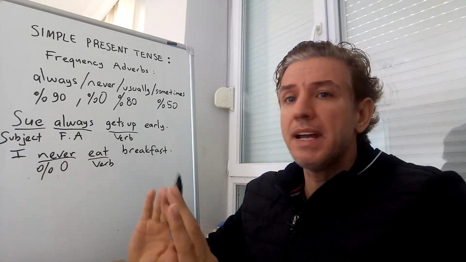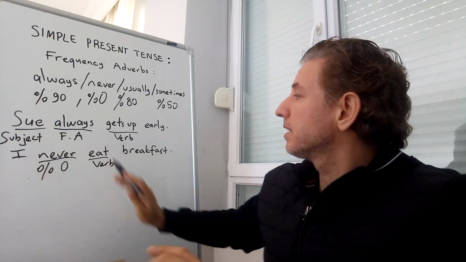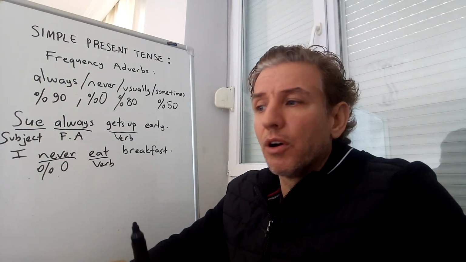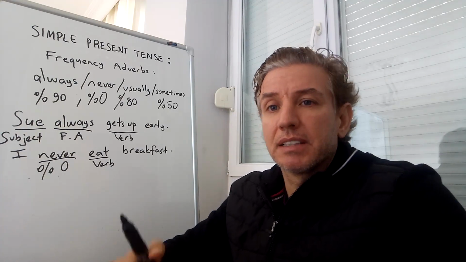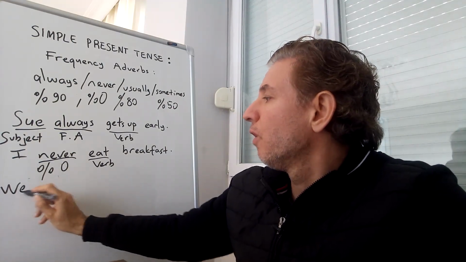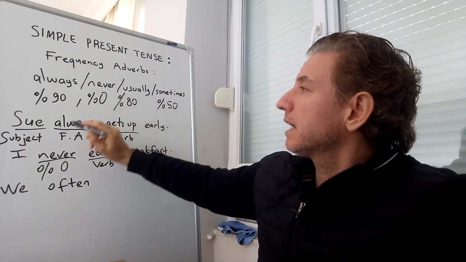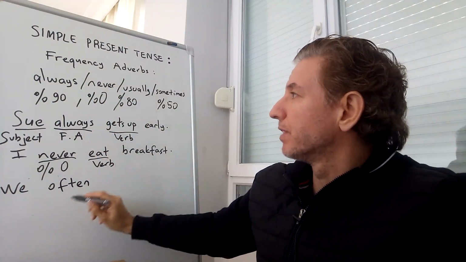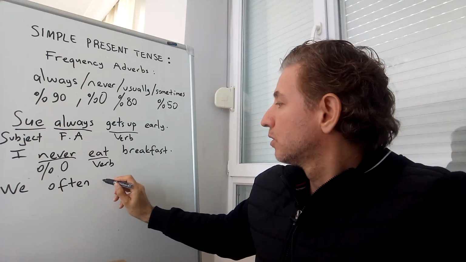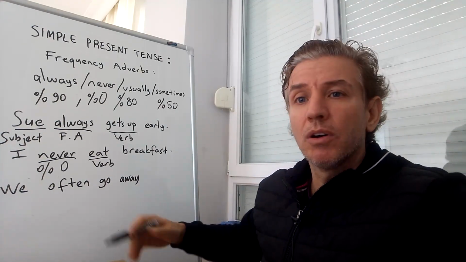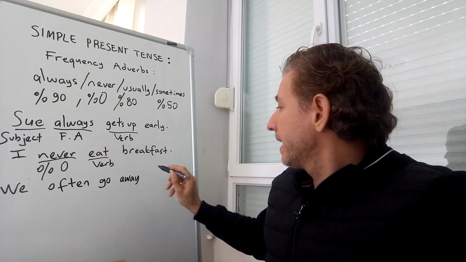0%. Zero. Never. I never eat breakfast. We often go away at weekends. Often is another frequency adverb. We often go away. Go away means go out of the city. Go away at weekends.